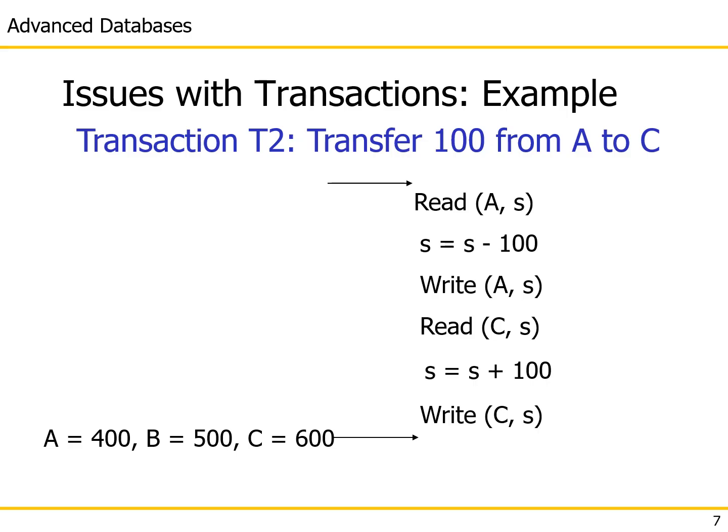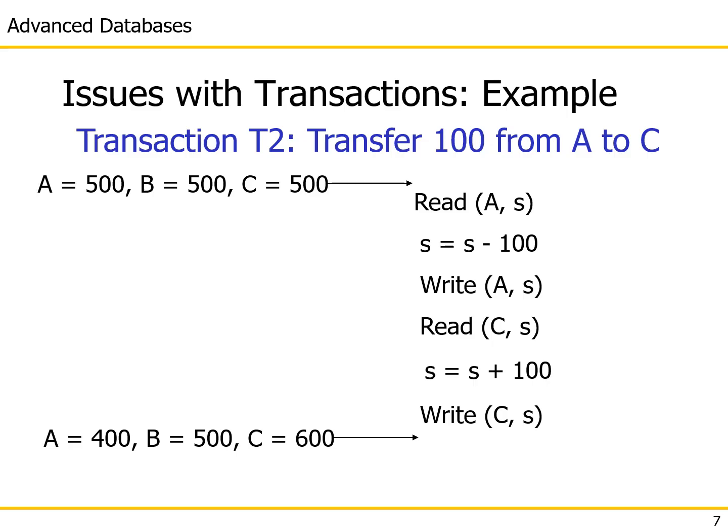Let's look at transaction 2. I will transfer 100 from A to C. So I will read A into S. I will subtract 100 from S. And then I will write S into A, and then read C into S, add 100 to S, and then write back S into C. I start with 500, 500, 500, and I end up taking 100 from A and adding it to C. So C becomes 600.